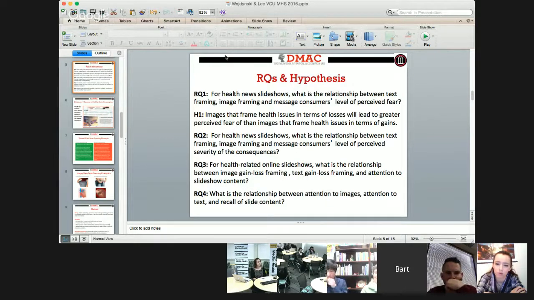And also based on previous studies, we know many studies connect fear appeal with loss framing. So we also have one hypothesis to test whether this still holds as a significant finding in our study. We hypothesize that an image with a loss framing has greater perceived fear than with gain framing.